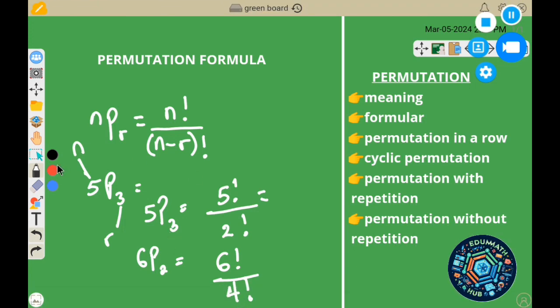The permutation formula is given by what you have here. nPr is equal to n factorial over n minus r factorial. So you have n number of objects and you're trying to arrange 3 at a time, or you're trying to arrange 5 at a time. So r is the number of objects you're trying to pick, you're trying to arrange at a time. Don't forget this formula, very important.